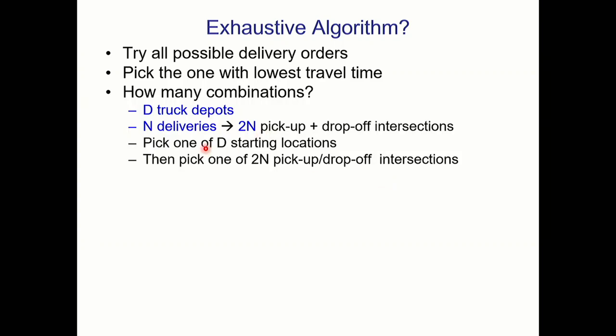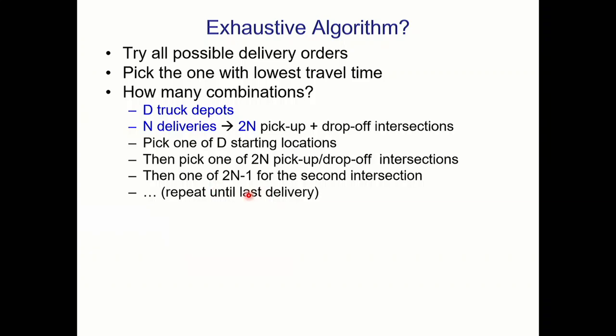Okay, so we're going to pick up one of the D locations first, and then we're going to pick up one of the 2N intersections. Once we pick up the first intersection out of the 2N, we're going to pick up the second intersection out of 2N minus 1, right? Because we are left with 2N minus 1 intersections. So we repeat this until we finish all the deliveries, or we finish all of the intersections that we need to visit. And then drop off at the closest depot again.